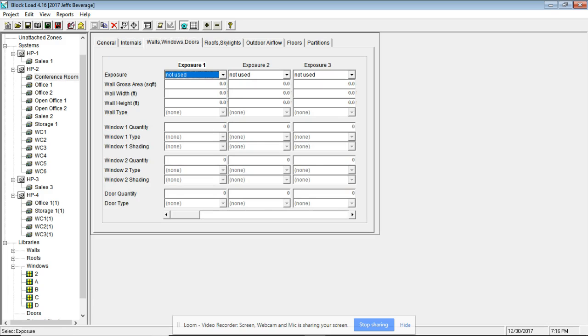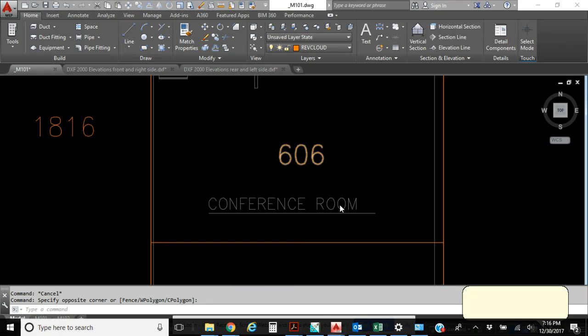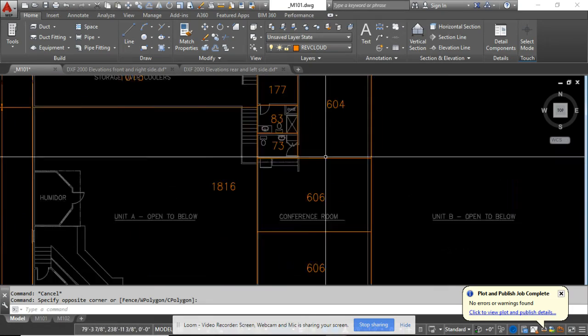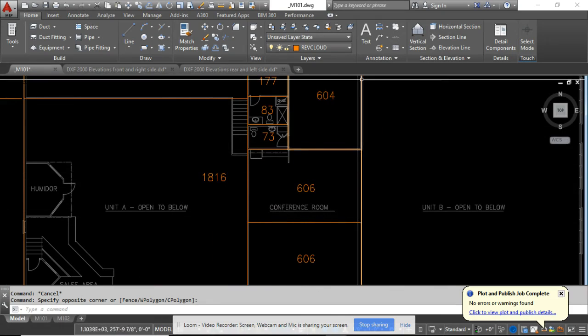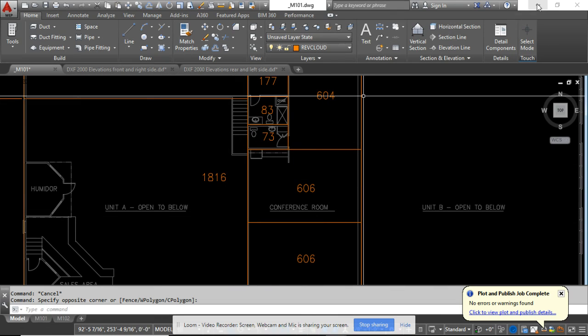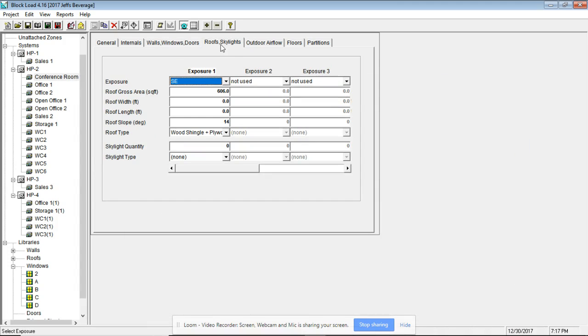Walls, windows, and doors. Because I kind of chose that the conference room would be in the middle, it has no exterior exposures. None on this side, none on either side, because it's surrounded by conditioned spaces all around. So no walls. Roof, skylights, etc. It does have 606 square feet, but it's horizontal. Remember, all the roofs in this building are horizontal.